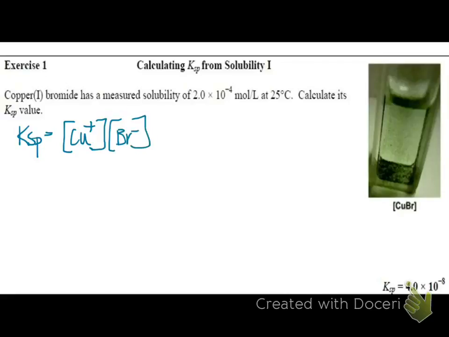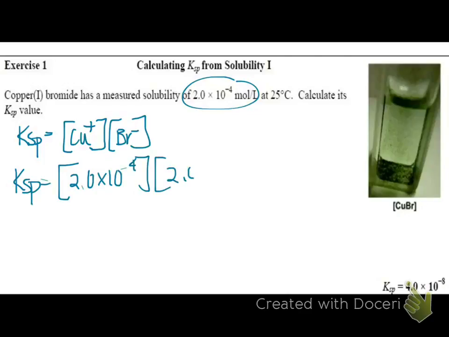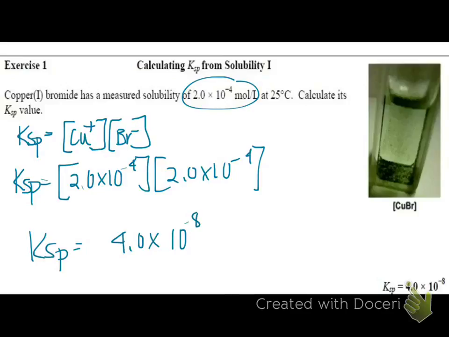Okay. So it gave us our concentration right here. So we're going to just plug that in and say 2.0 times 10 to the negative 4 times 2.0 times 10 to the negative 4. And we get our KSP value to be 4.0 times 10 to the negative 8. And of course, that's a lot easier than the equilibrium we did for the last chapter. But don't worry, we're still going to see ICE tables. I know you missed them.